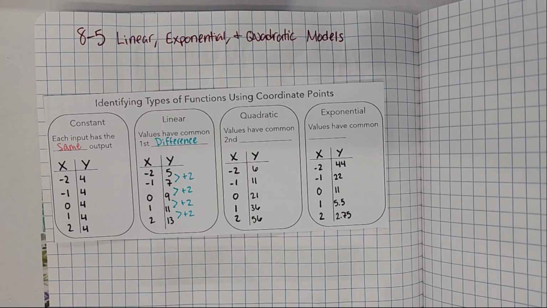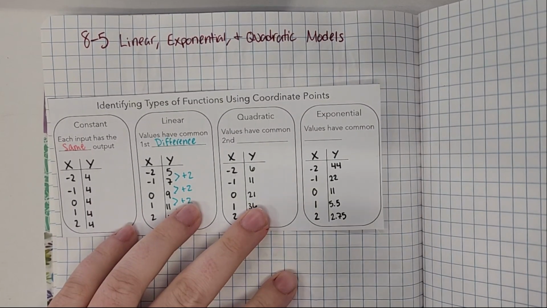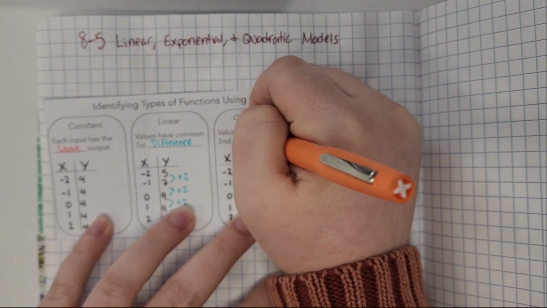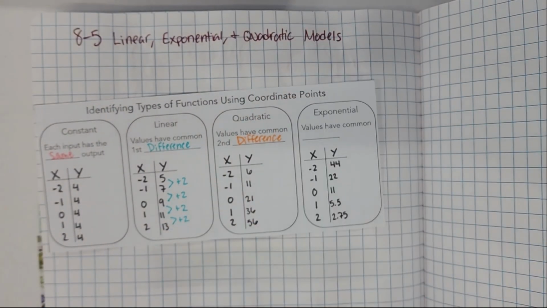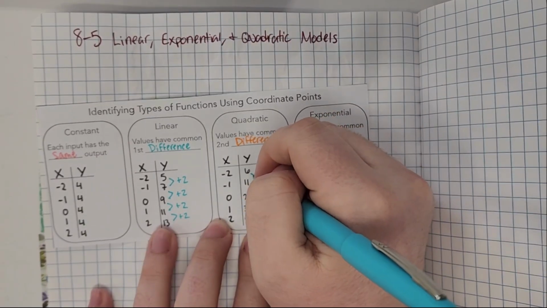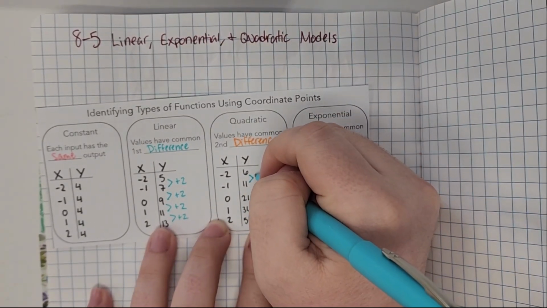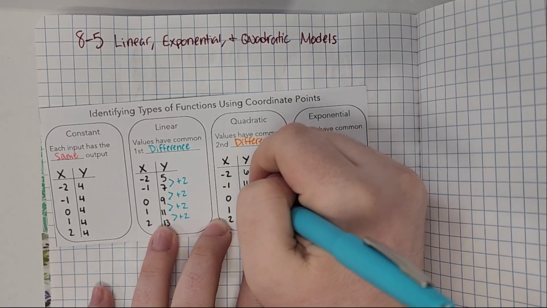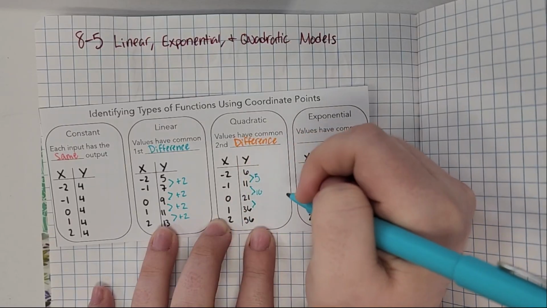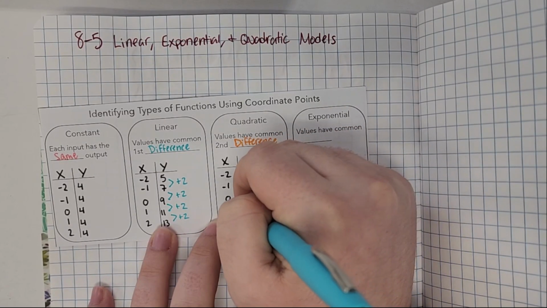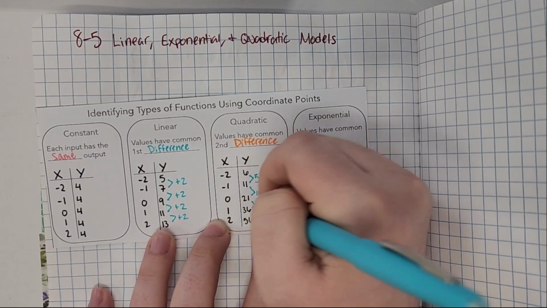Then the next one we have is a quadratic function. That's what we've been spending most of our time this unit on. A quadratic function is going to have values with a common second difference. So we saw that first difference with the linear function, and we're going to see something similar here. We'll start with the first difference. 11 minus 6 is 5, so we had a difference of 5. 21 minus 11 is 10. 36 minus 21 gives us 15. And then 56 minus 36 is 20.